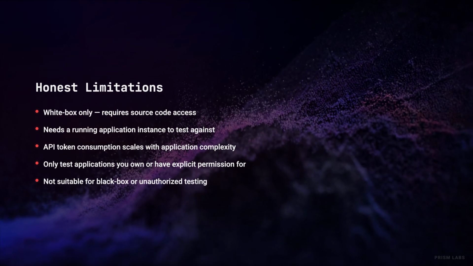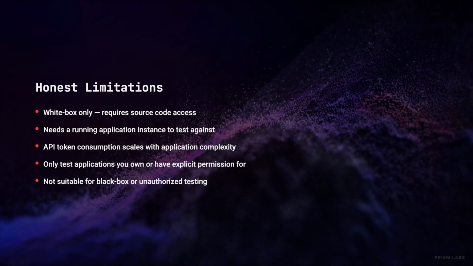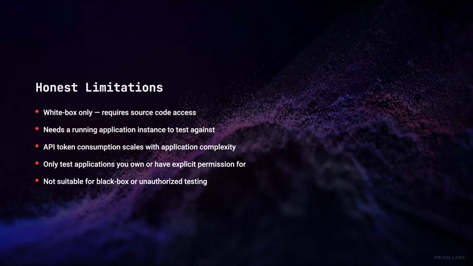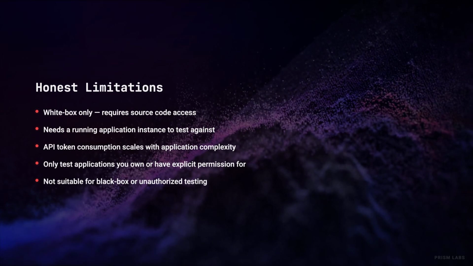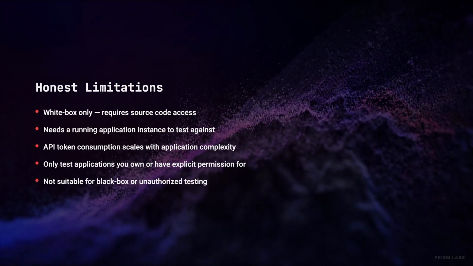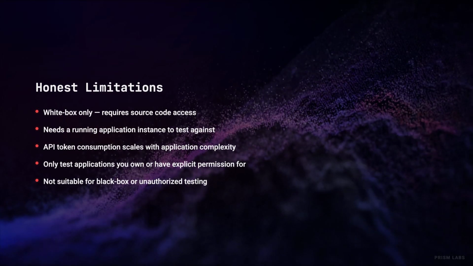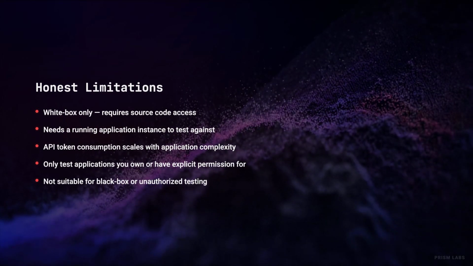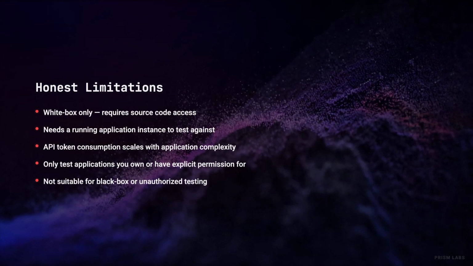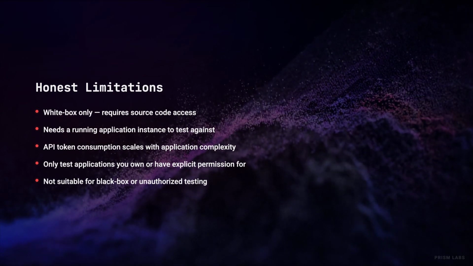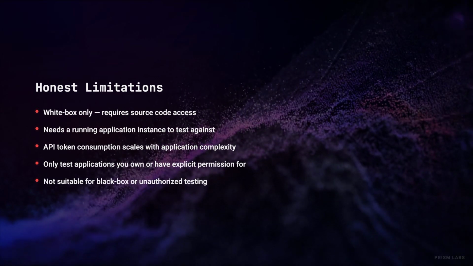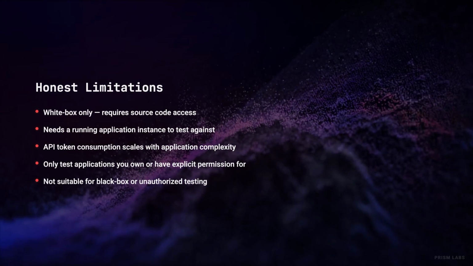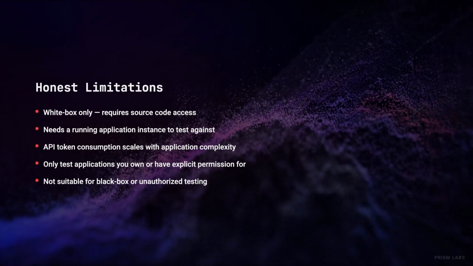It also means Shannon needs a running instance of the application to test against. You can't just point it at code and get results. The code analysis guides the attacks, but the attacks execute against the live application. Performance depends on your LLM provider's API capacity and rate limits. Complex applications with many endpoints will consume significant API tokens. And because Shannon executes real exploits, you should only run it against applications you own or have explicit permission to test.